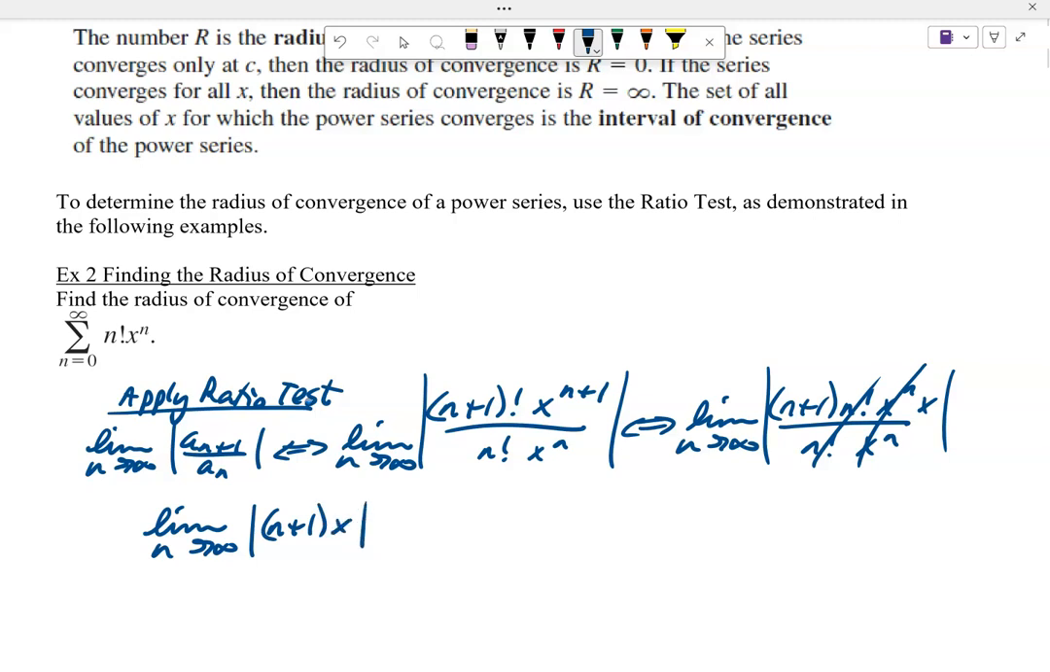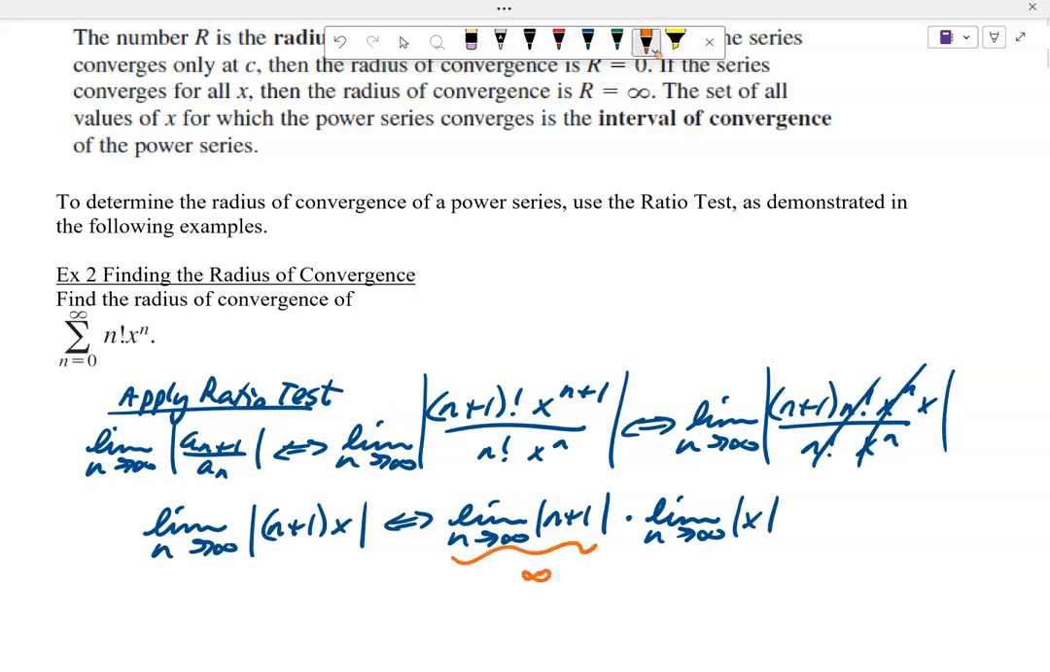So we've got the limit as n goes to infinity of (n plus 1) times x. Let me write that as the limit as n goes to infinity of n plus 1 times the limit as n goes to infinity of the absolute value of x. Well, this is for a fixed value of x, so I split that up so you see, well, that's going to infinity right there. This is just for some fixed value x.